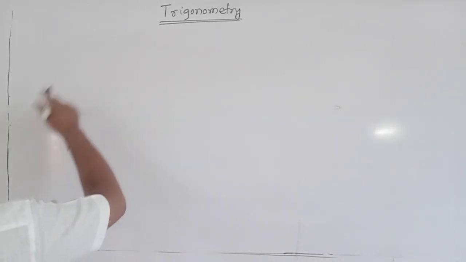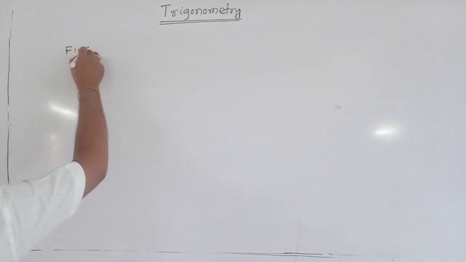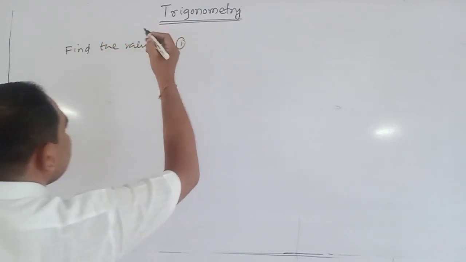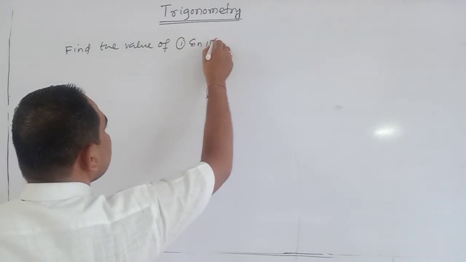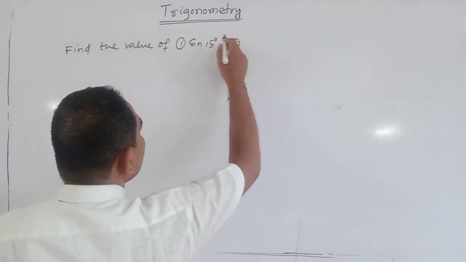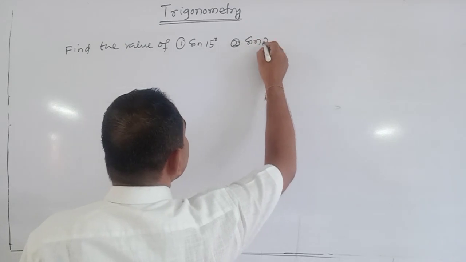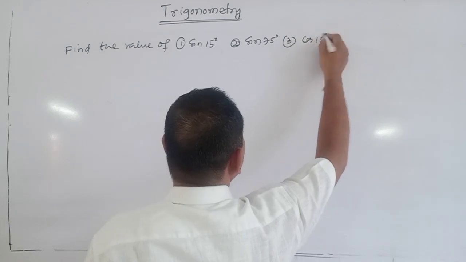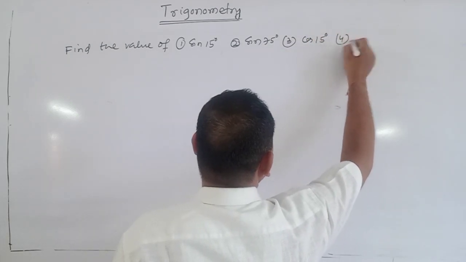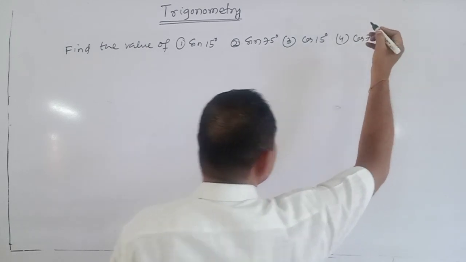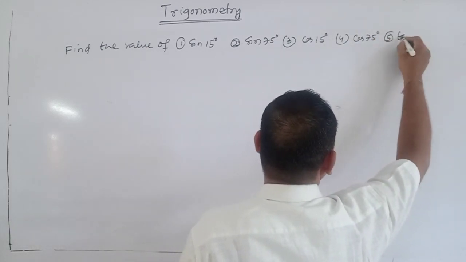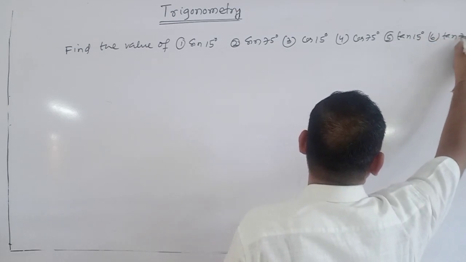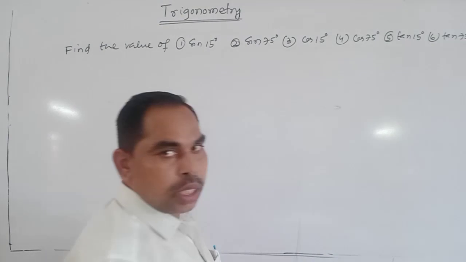Application of compound angle. Find the value of: 1. sin 15 degree, 2. sin 75 degree, 3. cos 15 degree, 4. cos 75 degree, 5. tan 15 degree, 6. tan 75 degree.